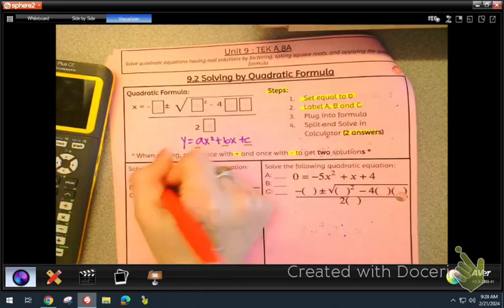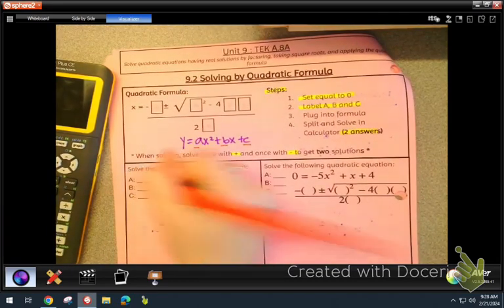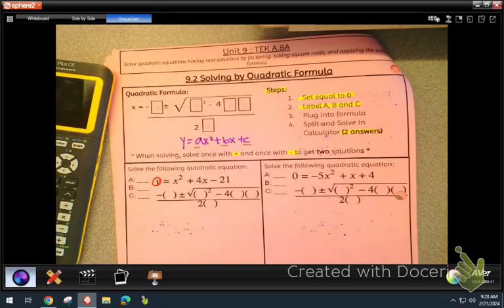They just gave us y equals. Go ahead and put a 0 there. That should say 0 instead of y. 0 equals x squared plus 4x minus 21. Okay? So now we need to label.